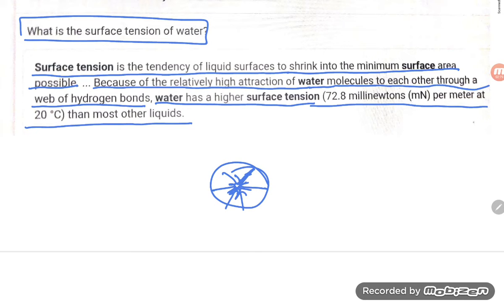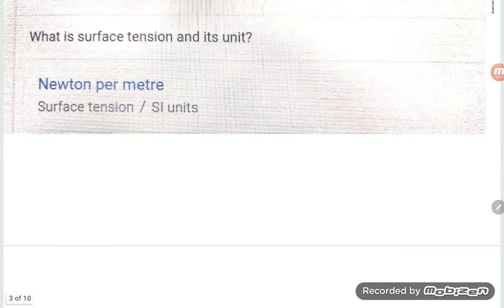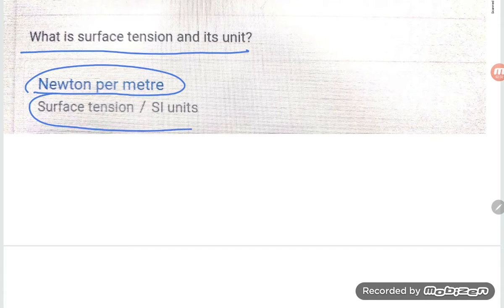Okay students, let us move to another problem. What is the unit of surface tension? The unit of surface tension is newton per meter.